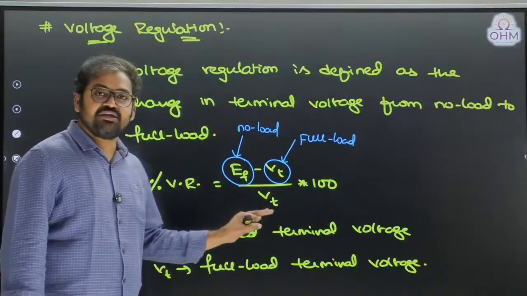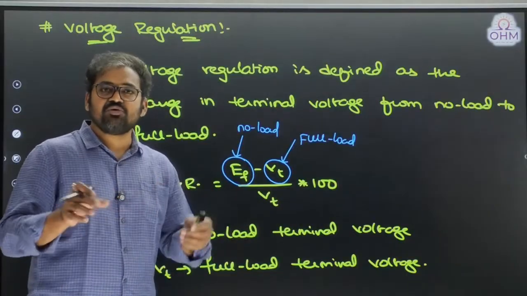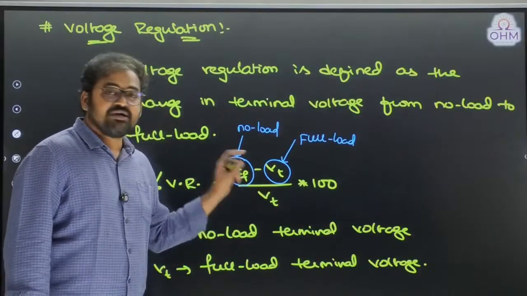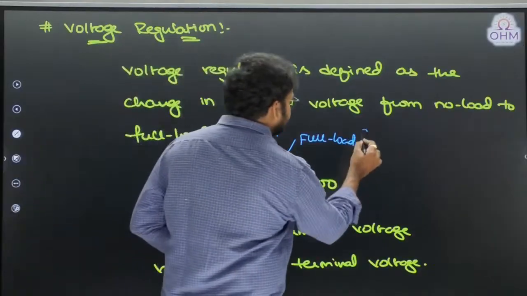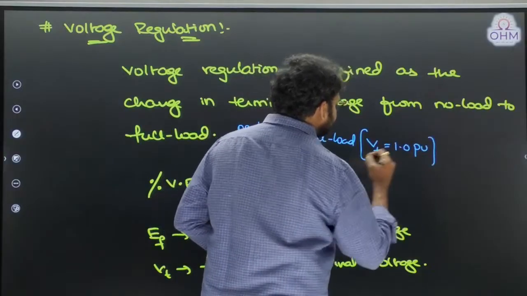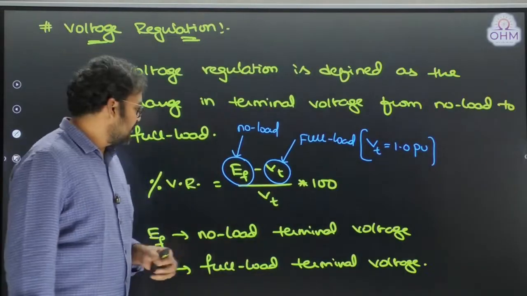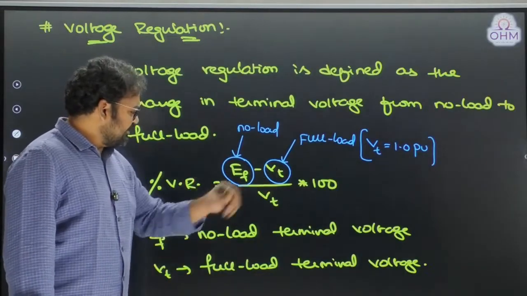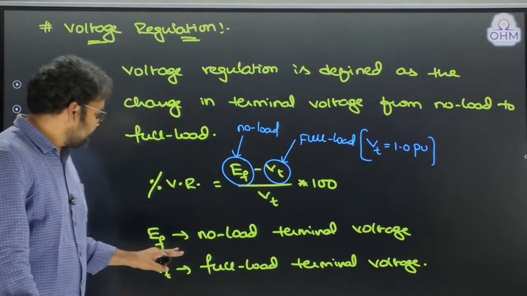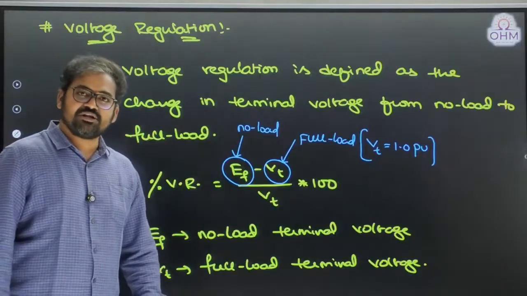Suppose there is any numerical question on voltage regulation, especially in per unit values, you have to consider this terminal voltage as 1 per unit. If the machine is connected to an infinite busbar, generally the terminal voltage will be equal to 1 per unit. So (EF minus VT) by VT into 100, where EF is the no load terminal voltage and VT is the full load terminal voltage.